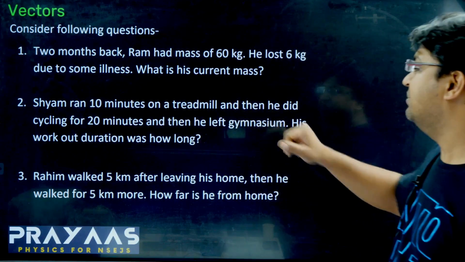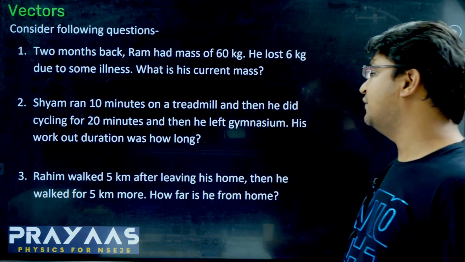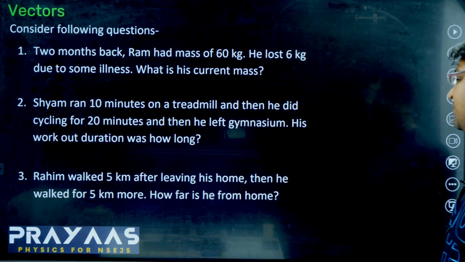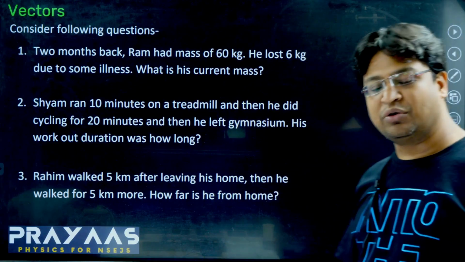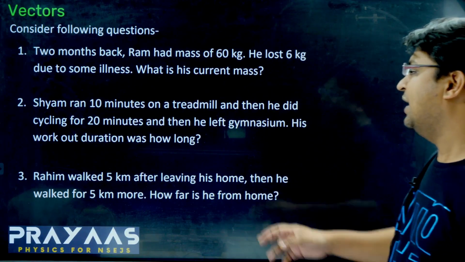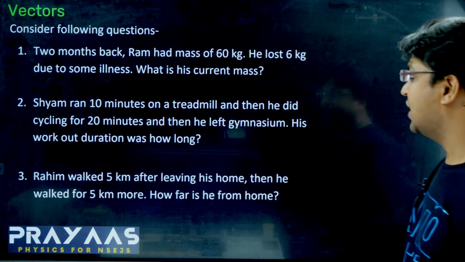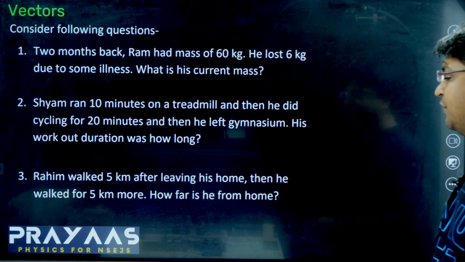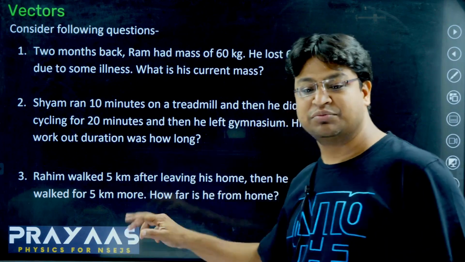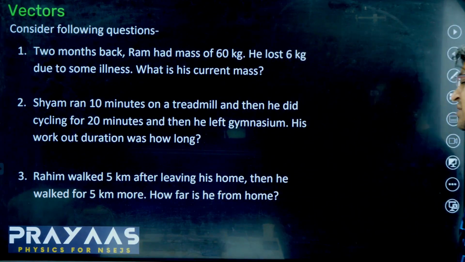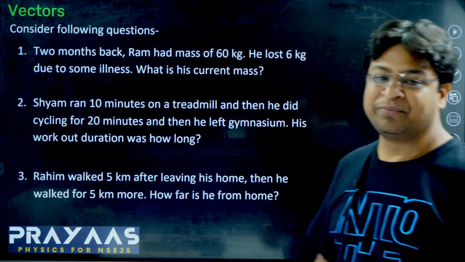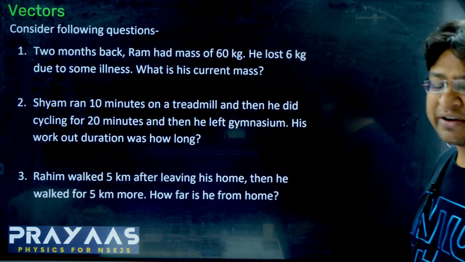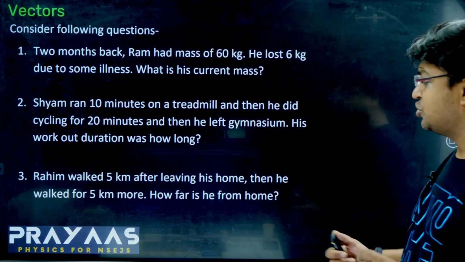Sham ran 10 minutes on a treadmill, and then he did cycling for 20 minutes, and then he left the gymnasium. What was his workout duration? What do you think, guys? What is your answer? And the third question is, Rahim walked 5 kilometers after leaving his home. Then he walked 5 kilometers more. So how far is he from home?